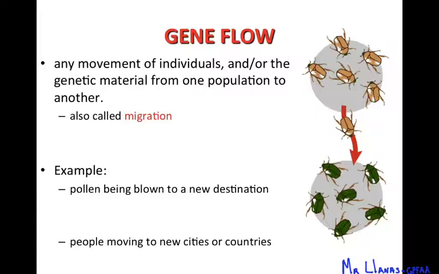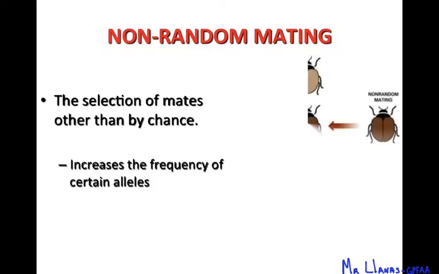He's taking his alleles to Italy. So if he decides to marry somebody from Italy, his alleles or his genes are going to be introduced into the new population, and that's gene flow. Okay. The next one is non-random mating.